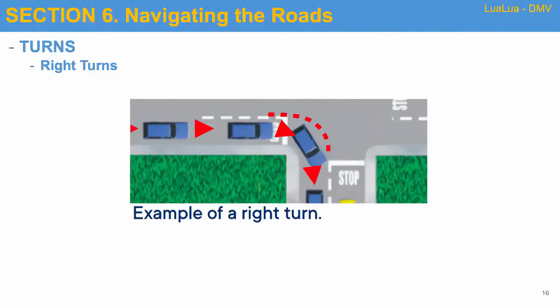Stop behind the limit line. A limit line is a wide white line that shows the drivers where to stop before an intersection or crosswalk. If there is no limit line, stop before you enter the crosswalk. If there is no crosswalk, stop before you enter the intersection. Look both ways, left, and turn when it is safe. Complete your turn in the right lane. Do not turn wide into another lane.